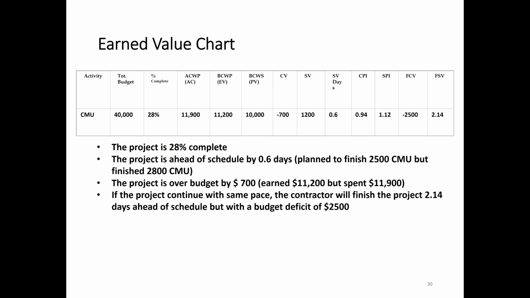So earned value we have 11,200, but we have spent 11,900. So we have made a loss of minus $700 until now after working 5 days. If the project continues at the same pace, the contractor will finish the project 2.14 days early, ahead of schedule, but with a total budget deficit of 2,500. So the total loss we will face is 2,500. Future cost variance is minus 2,500.